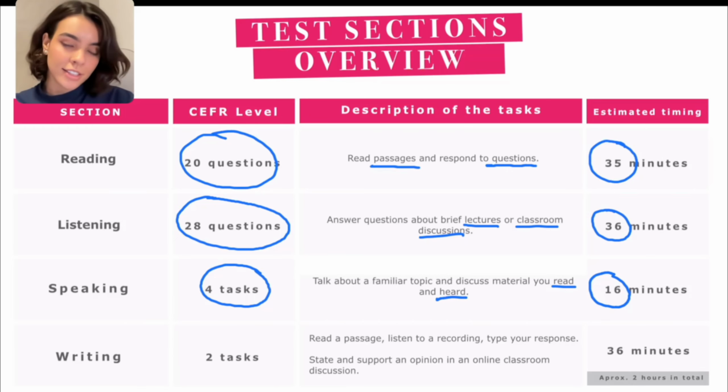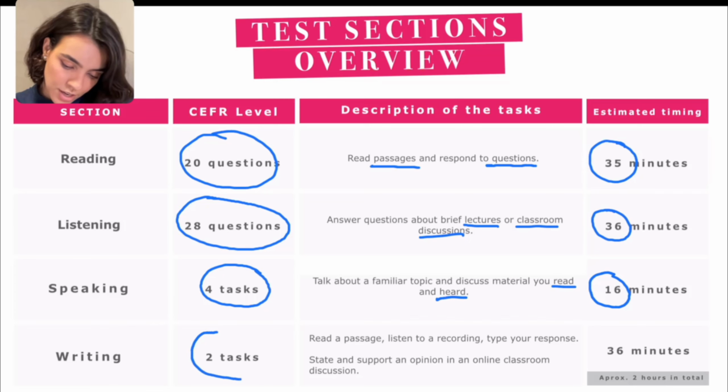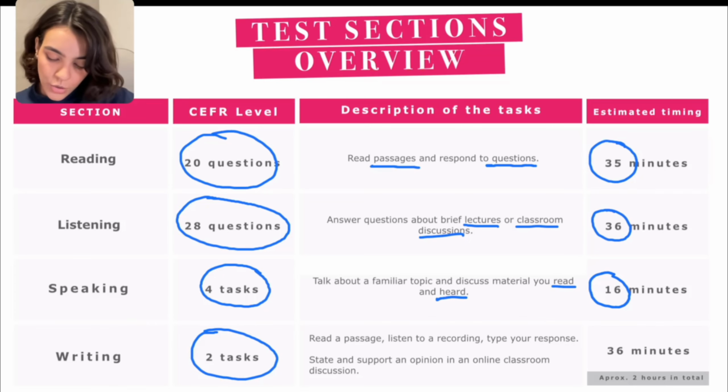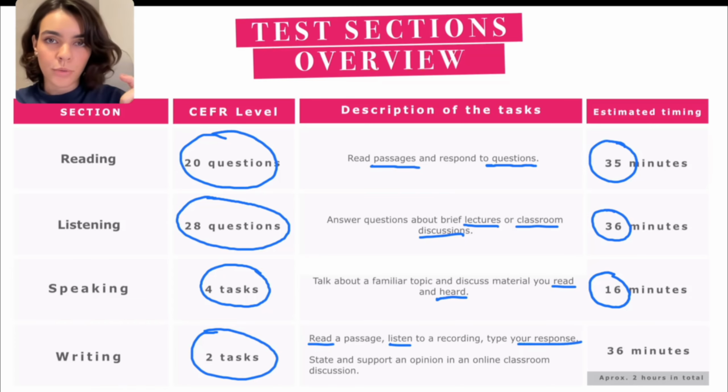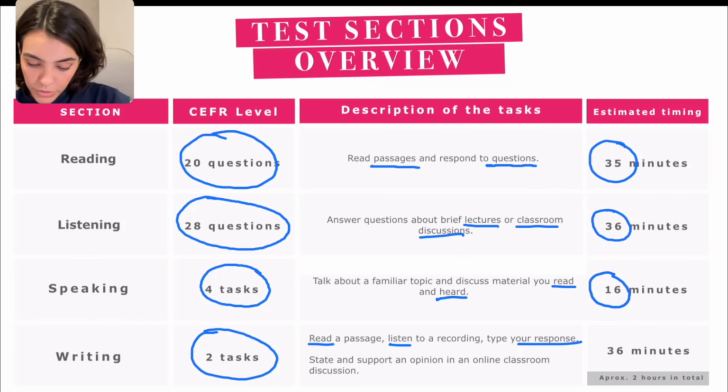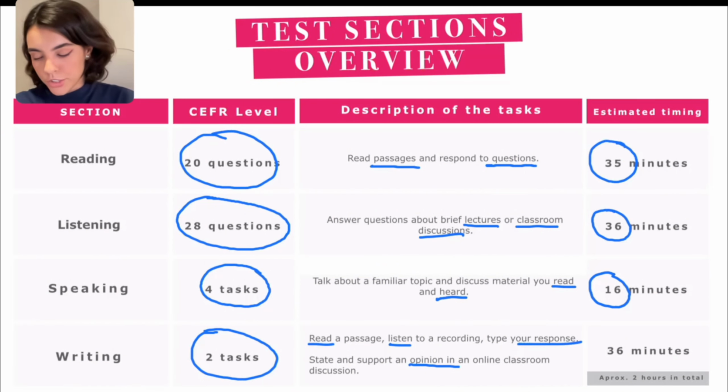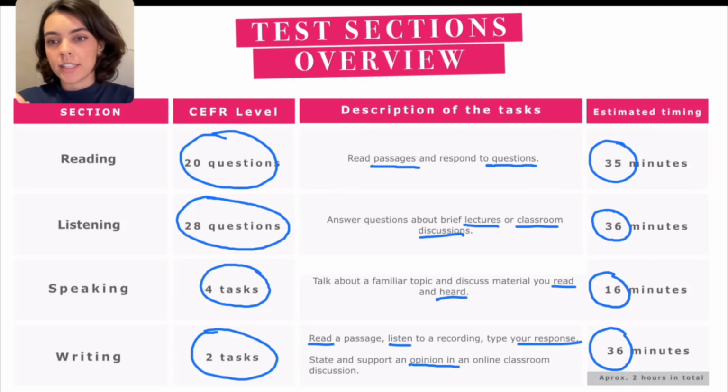And finally, the 2 tasks of writing. You will have the first one, which is the integrated, where you have to read, listen, and write your response. And then you have the writing for an academic discussion, where you will give your opinion about a topic in a classroom forum, and this will take about 36 minutes.